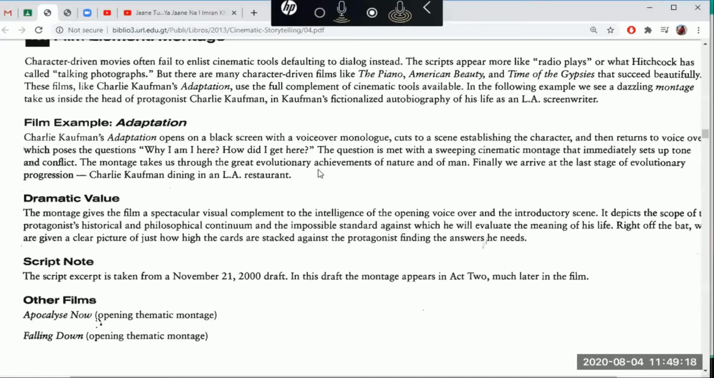Voiceover, I hope you understand, is a particular word in film language, and it only means that you're listening to a voice, which would be non-diegetic voice, but you are not looking at the person himself. So monologue is used to establish the character, and then returns to voiceover, which poses the question: where am I, why am I here, how did I get here.